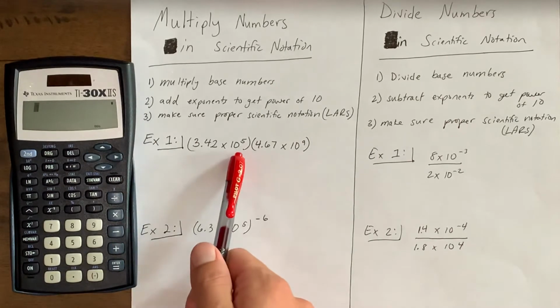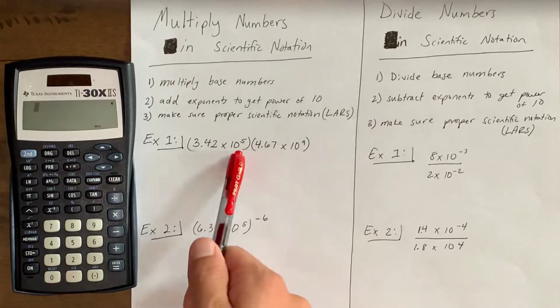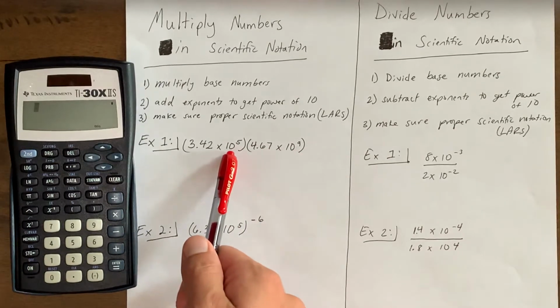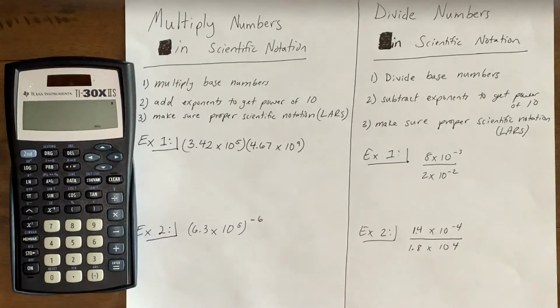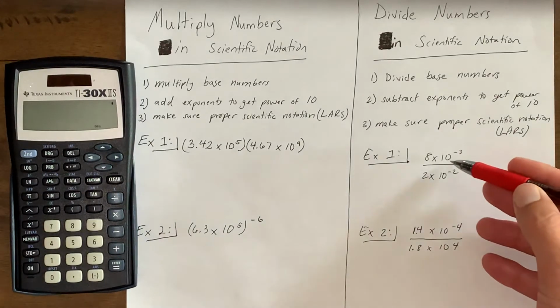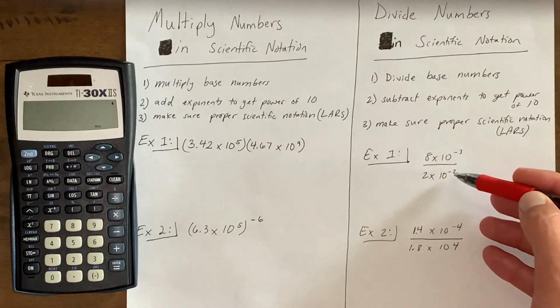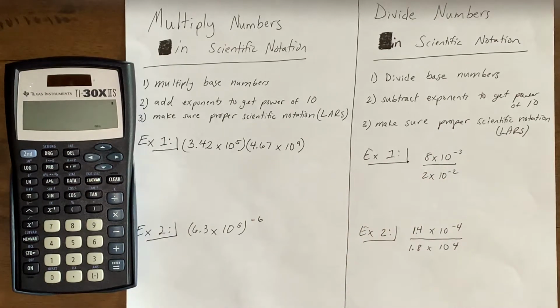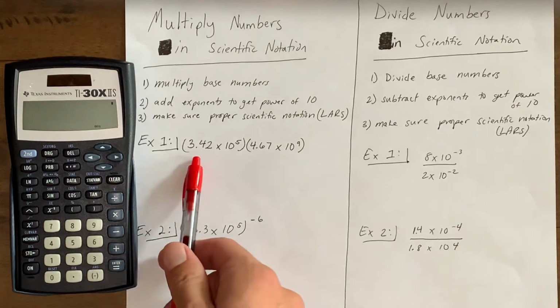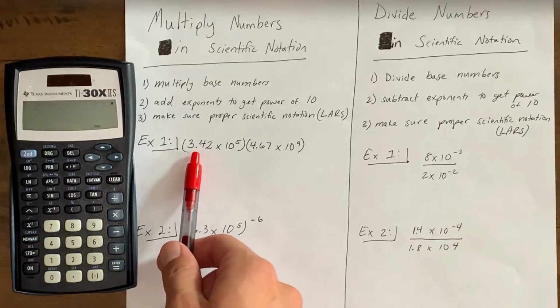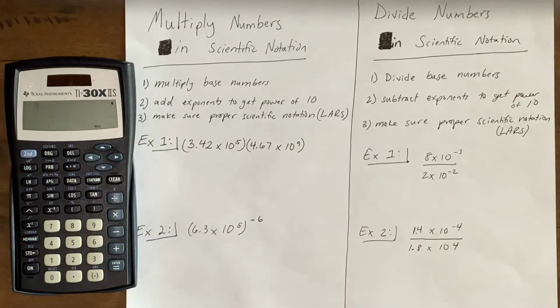Okay, so here we're multiplying exponents that have the same base number of 10. So we can add the exponents. In just a second, we're going to divide numbers that have the same base number, so we can subtract the exponents. Okay, so our exponent rules are coming back into play. And then lastly, we have to make sure it's in proper scientific notation. And so in our previous video, we talked about what that looks like. Remember, we have to have a base number that is at least 1, but less than 10. So we might have to move the decimal a little bit.